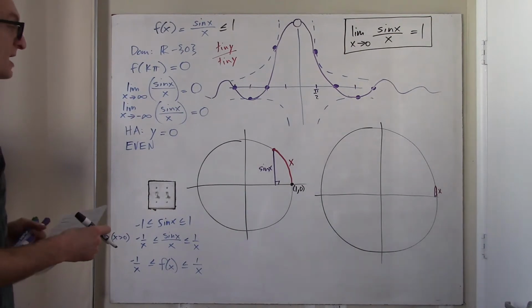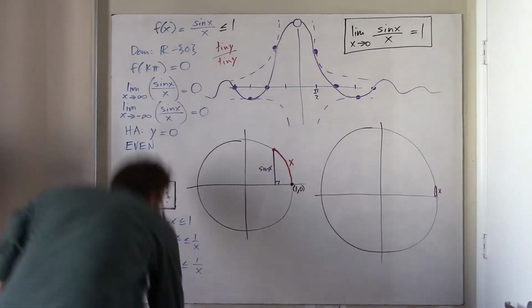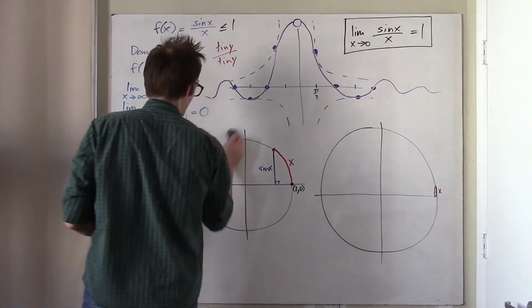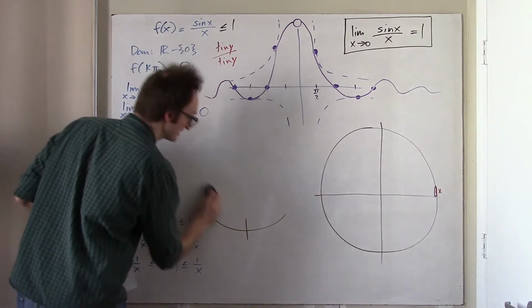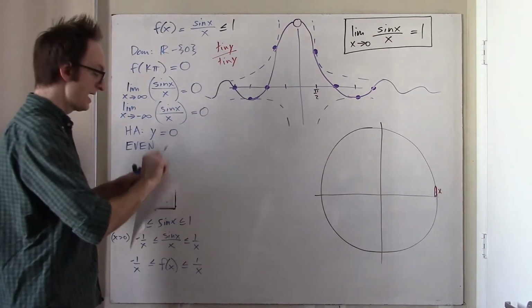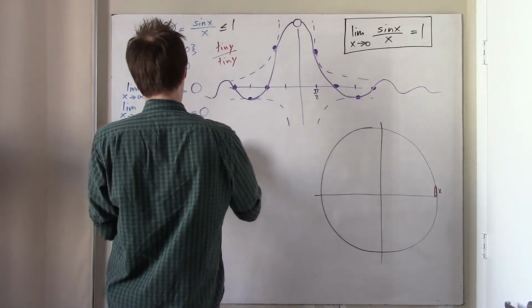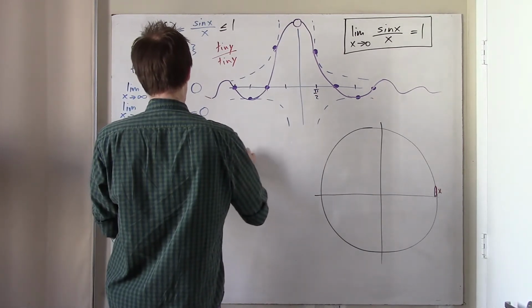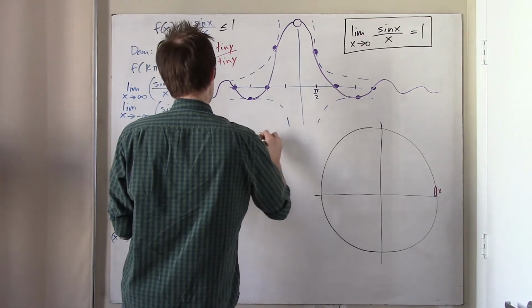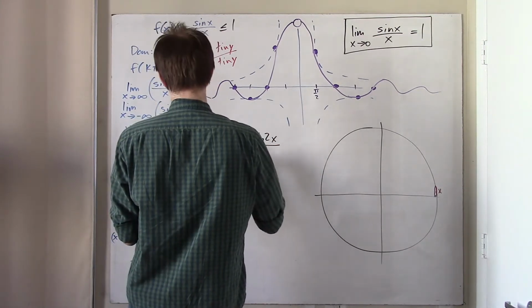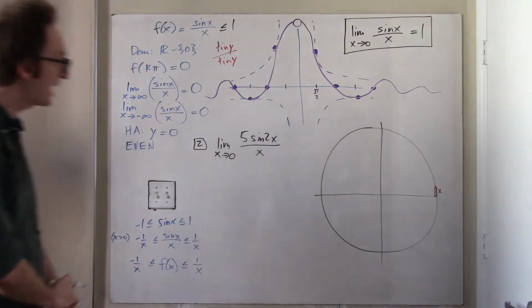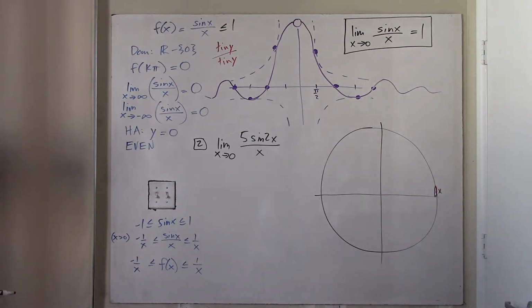It's because we have a worksheet, and the second problem on this worksheet, number 2, the thing we were doing in class, was the limit as x approaches 0 of 5 sine 2x over x. Okay, and how should we do this?